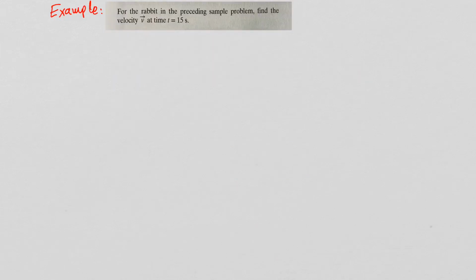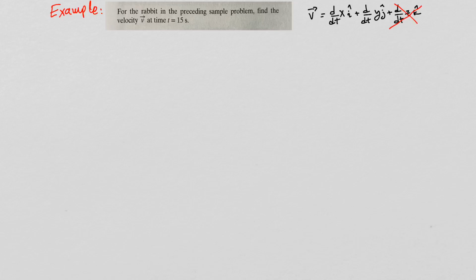Let's do one more example related to the previous problem. So for the rabbit in the preceding example, or sample problem, find the velocity at t equal to 15 seconds. From the definition of instantaneous velocity, we know that the instantaneous velocity is d dt of x i hat plus d dt of y j hat plus d dt of z k hat. This is a two-dimensional problem, therefore the third term in the velocity vector actually does not exist.